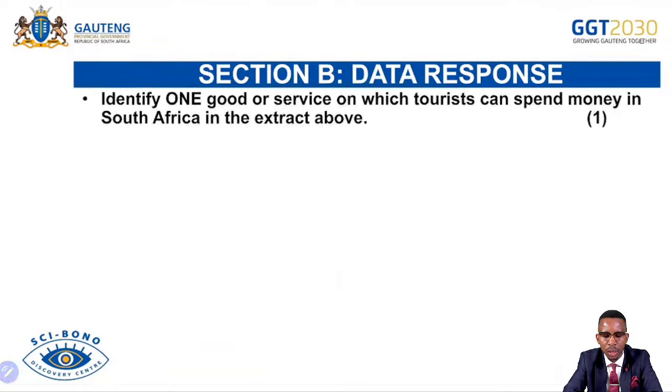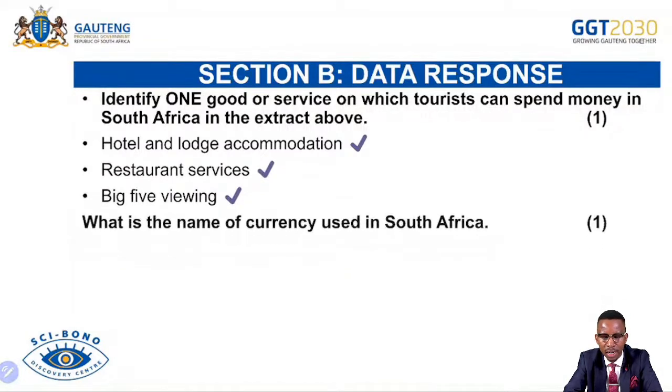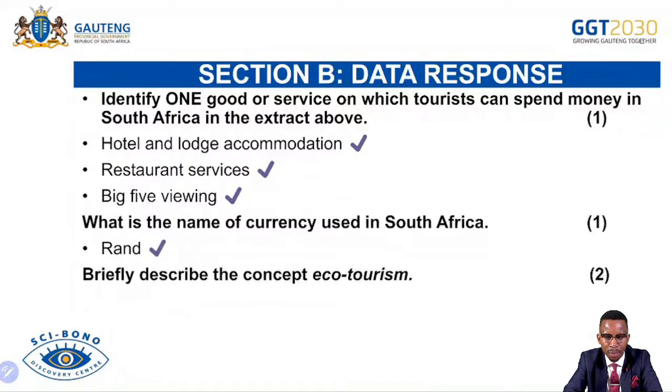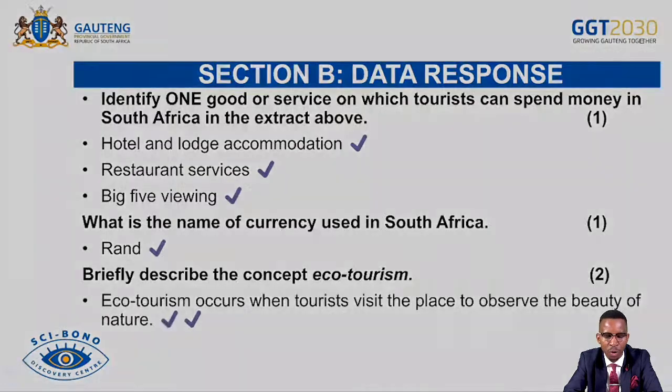Identify one good or service on which tourists can spend money in South Africa in the above extract. Hotel and lodge accommodation, it is given, the restaurants also, Big Five viewing. What is the name of the currency used in South Africa? We use rand as a currency in South Africa. Briefly describe the concept of ecotourism. Like we have mentioned before, ecotourism occurs when tourists visit a place to observe the beauty of nature.